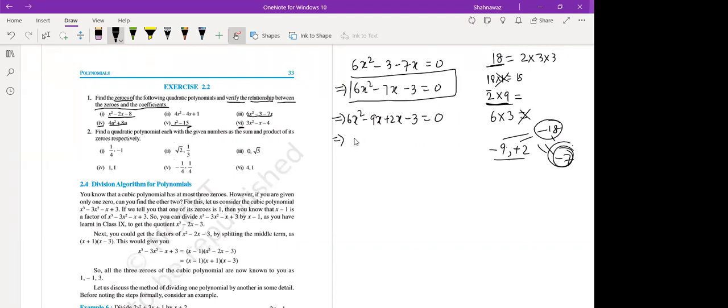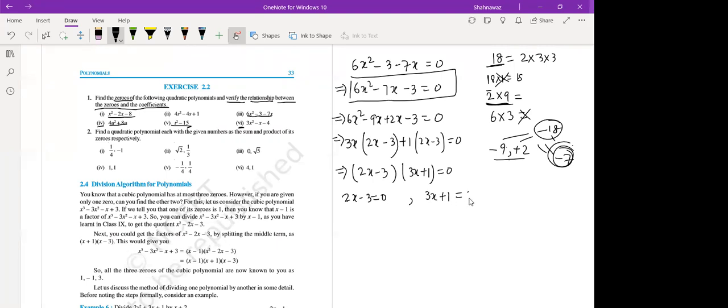And what will be the common factor here? 3x. So this is 2x minus 3, and you will have 1. So this is 2x minus 3 and 3x plus 1. So you have 2x minus 3 equals 0 and 3x plus 1 equals 0. So 2x equals 3 and x equals 3 by 2.